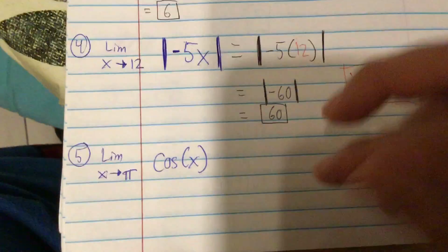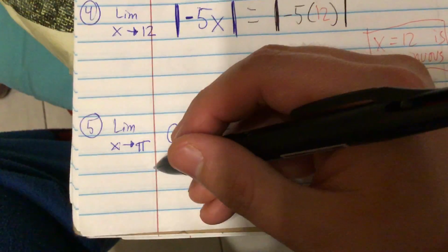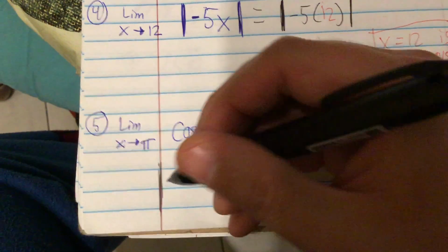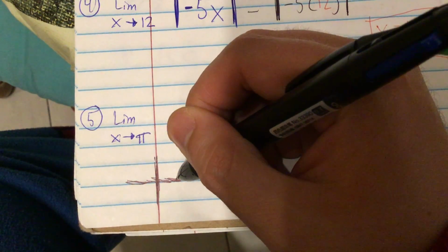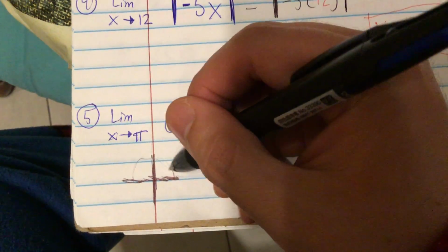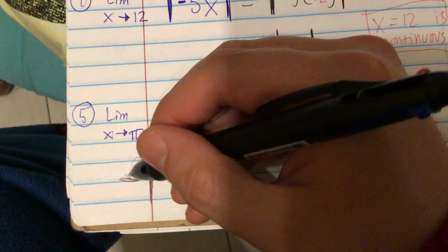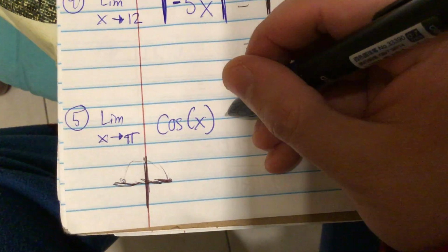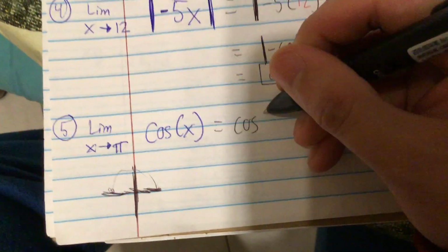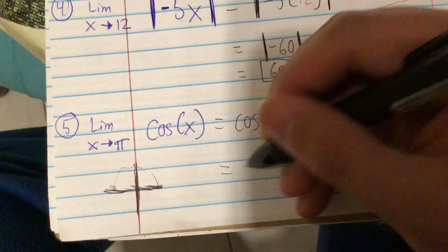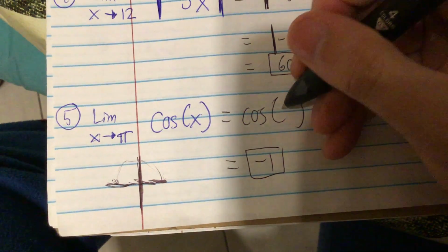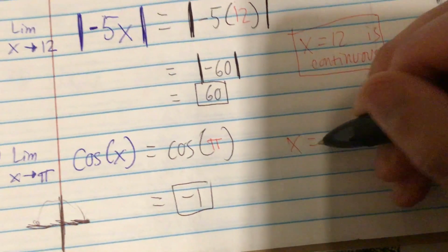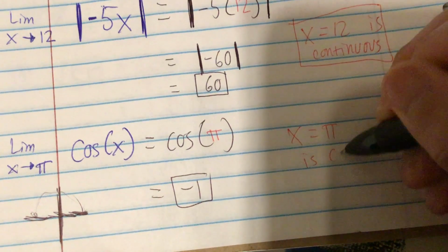Well, again, the short answer is no, but just to refresh your memory, remember that pi is 180 degrees in the unit circle. So if I go to pi, that's 180 degrees. What's the x value on the unit circle? That'd be -1. So the cosine of pi is -1. Therefore, x equals pi is continuous.